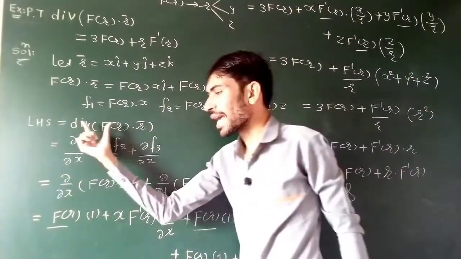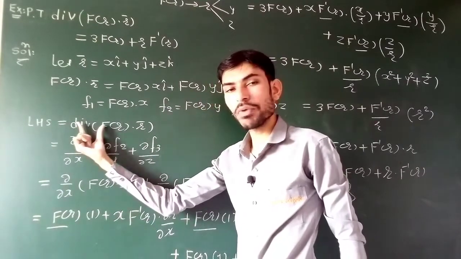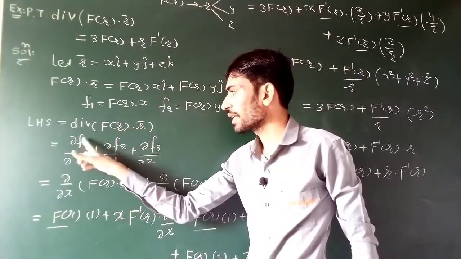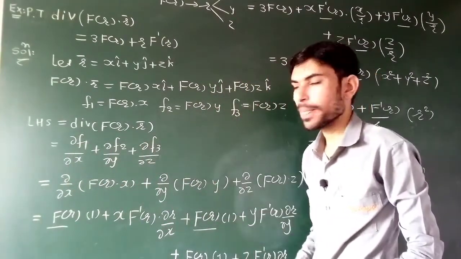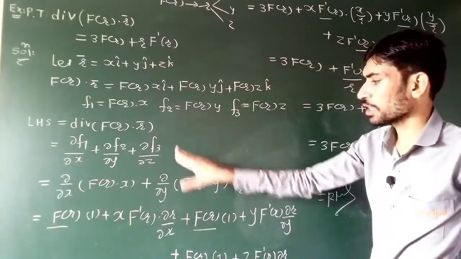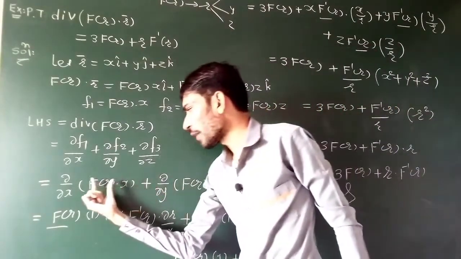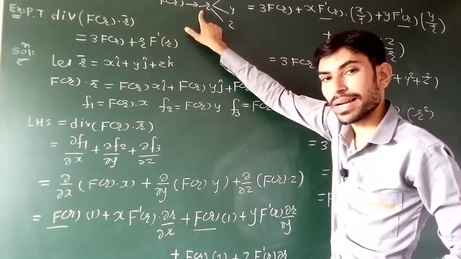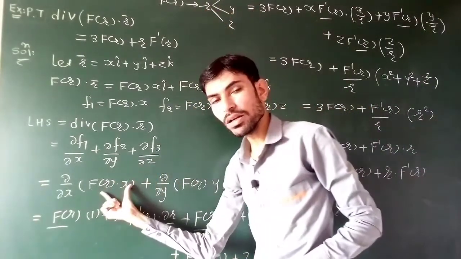Now we find its divergence. That means we start our proof with the LHS. To find the divergence of f of r dot product with the r bar, our formula is del f1 upon del x plus del f2 upon del y plus del f3 upon del z. Here we are taking the partial derivative of f1 with respect to x, f2 with respect to y, and f3 with respect to z. As we know, f of r is not a constant function. F of r is a function of r and r is a function of x, y, z. So here we apply the multiplication rule.